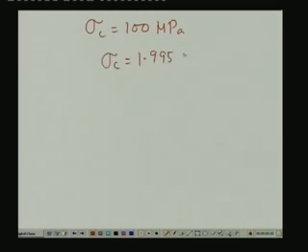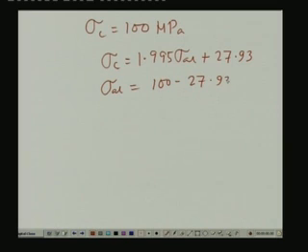So, we limit the value of sigma c as equal to 100 MPa, and from the relationship which we have, sigma c is equal to 1.995 sigma aluminum plus 27.93. The value of sigma aluminum comes as (100 minus 27.93) divided by 1.995, and this is equal to 36.13 MPa.